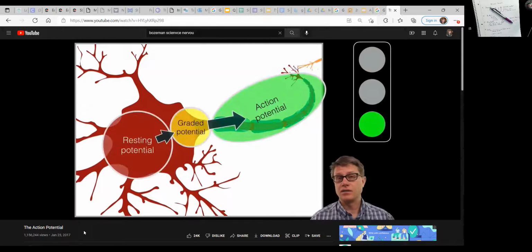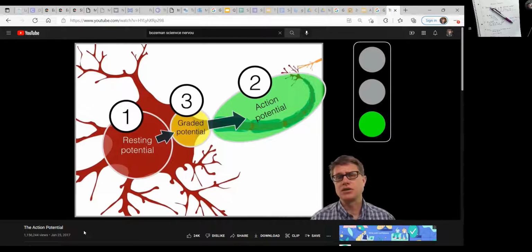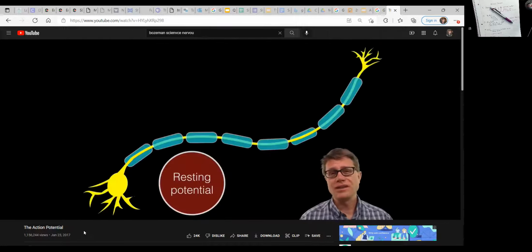I'm going to go through it in the following order. First, we're going to talk about what a resting potential is and how the sodium-potassium pump and the permeability of different ions in the membrane is contributing to the resting potential. We'll then skip forward to the action potential and the importance of voltage-gated channels. And then we'll come back and talk about how chemically gated channels contribute to either the firing of an action potential or not.